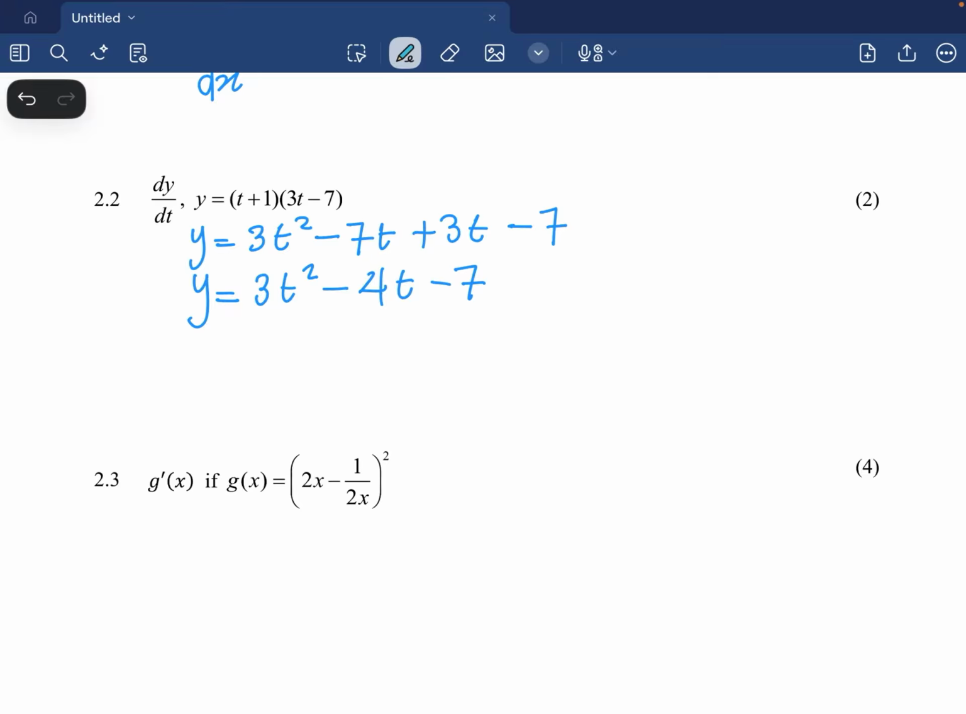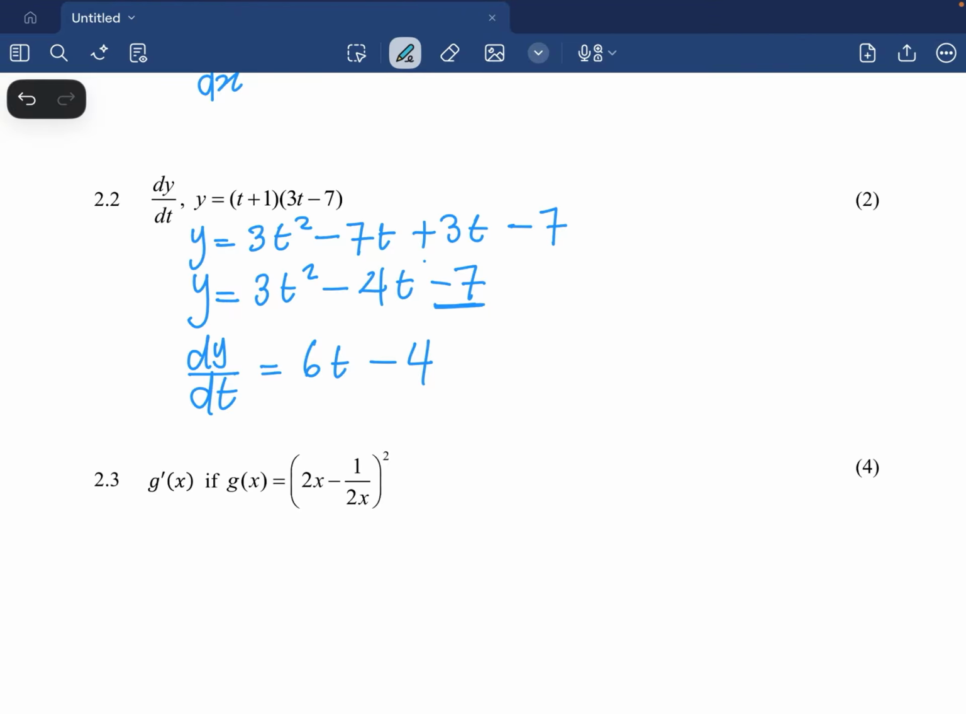Therefore, we can differentiate. So I'm going to write that dy/dt is equal to 3 times 2, which is a 6. Then 2 minus 1 is going to be 1. And then I'm going to have a 1 times negative 4, which is going to be a negative 4. 1 minus 1 is a 0. And then remember that t to the power of 0 is going to be 1. And 1 times negative 4 is still negative 4. So this is just going to be negative 4. And the derivative of a constant here is going to be a 0. So when you differentiate this with respect to t, we get that 6t minus 4 as our answer.